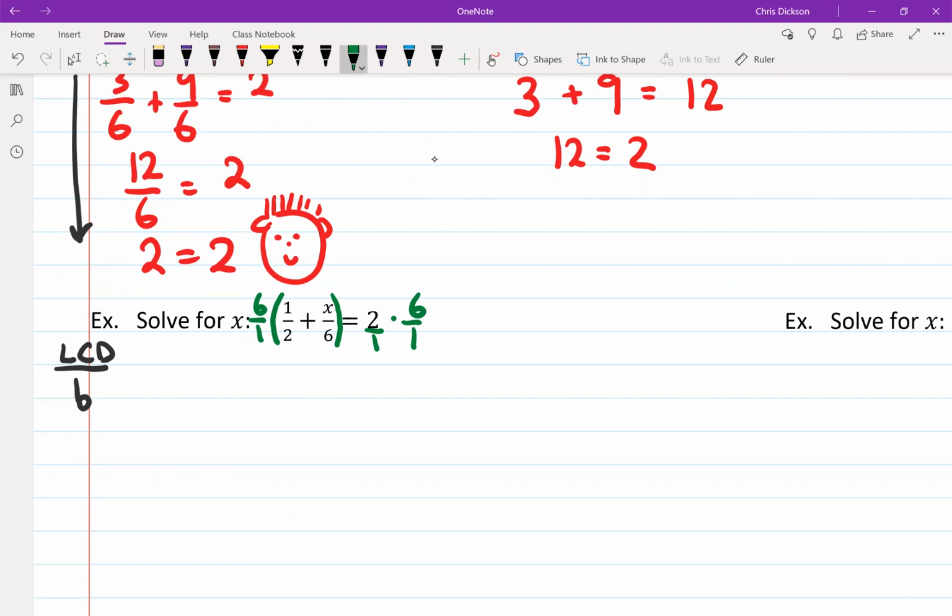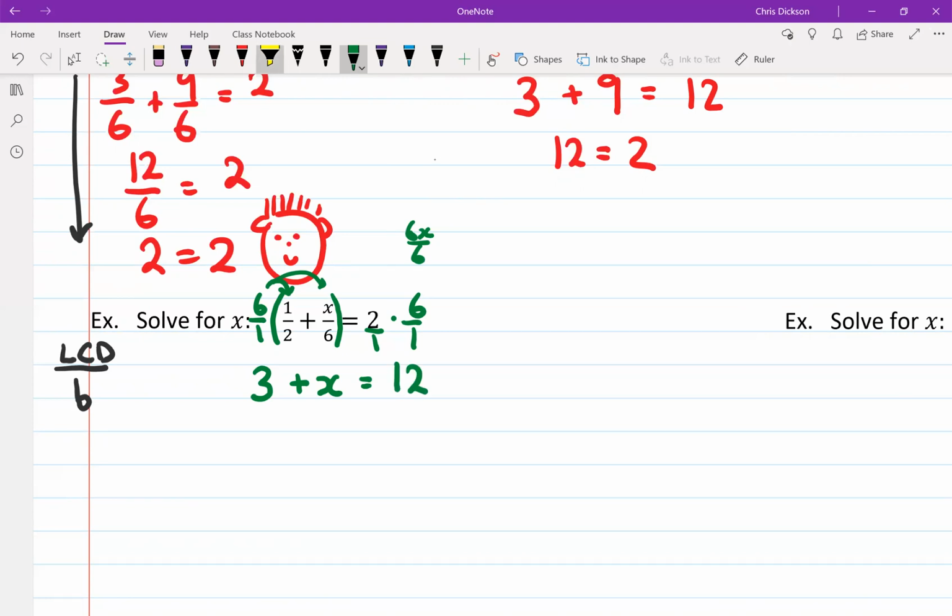So we know 6 times a half would be 3, so I'm going to distribute that in. So that would be 3. Bring the plus sign down. 6 times x over 6 would be 6x over 6. And the 6's would cancel, leaving me with x. And 2 times 6 would be 12.